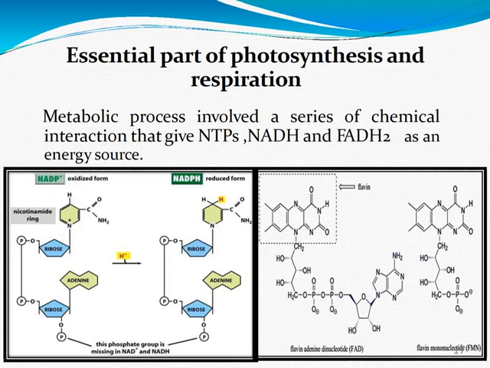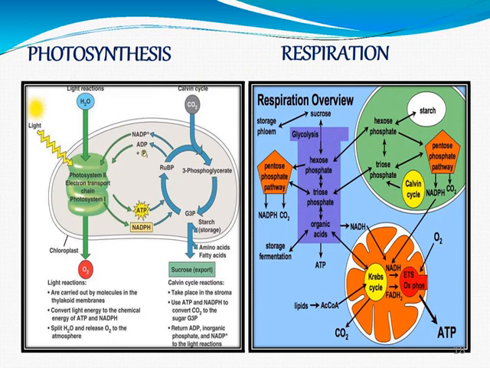Essential part of photosynthesis and respiration. Metabolic processes involve a series of chemical interactions that give NTPs, NADH and FADH2 as an energy source. All of these have phosphorus, so phosphorus is an important part of these processes. Here you can see that in photosynthesis and respiration, ATP either is required or emitted, so both processes are dependent on phosphorus.